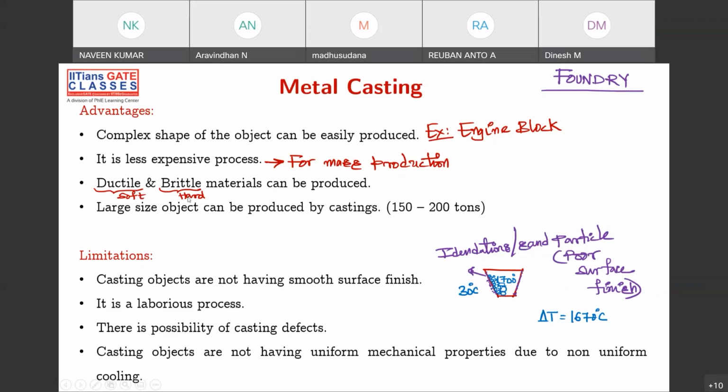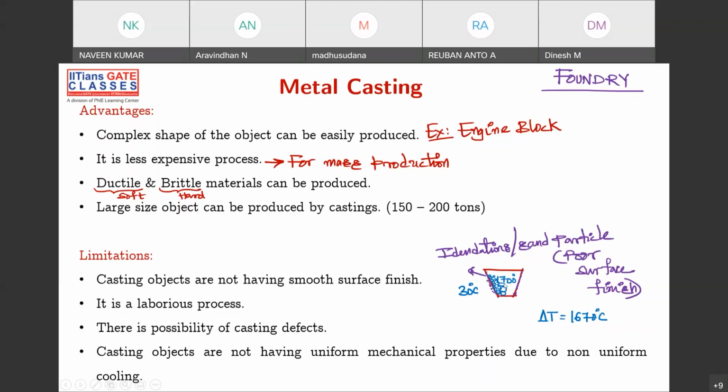Sudden, very fast cooling: you take the liquid metal and directly quench it, in the sense of putting it in water, maybe in oil. Then there is a sudden huge temperature difference that you're creating. Because of that, brittle materials are formed. Okay, fine. We can also produce large size castings. You can see here, I have already written this.